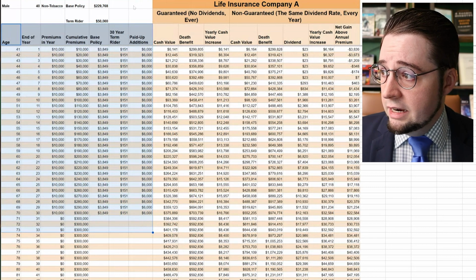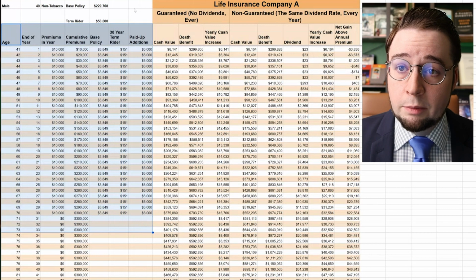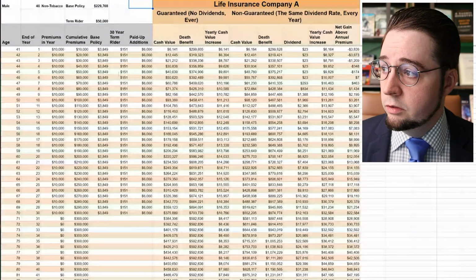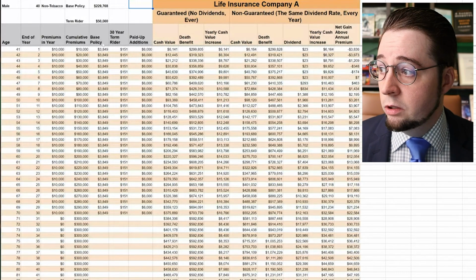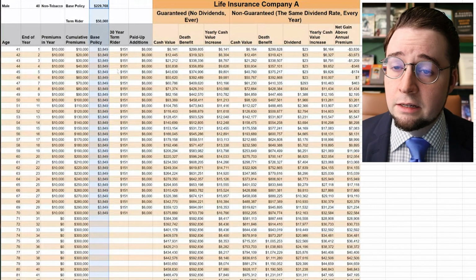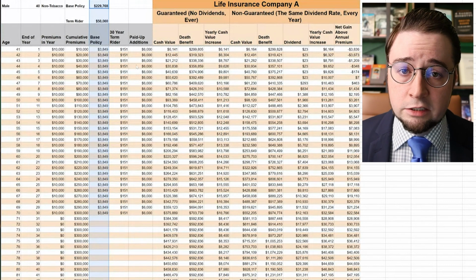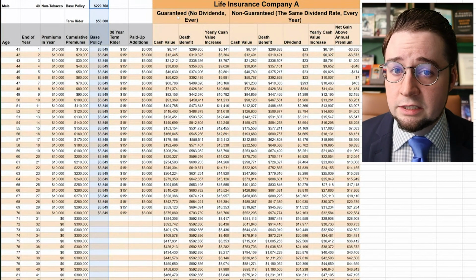On the left-hand side, all of this data, we have the premiums. That is not what I'm talking about when I say that it's wrong. You're guaranteed to have a level premium. You're guaranteed to not have increases in price on a whole life policy. It's going to be what it is once the policy is issued.